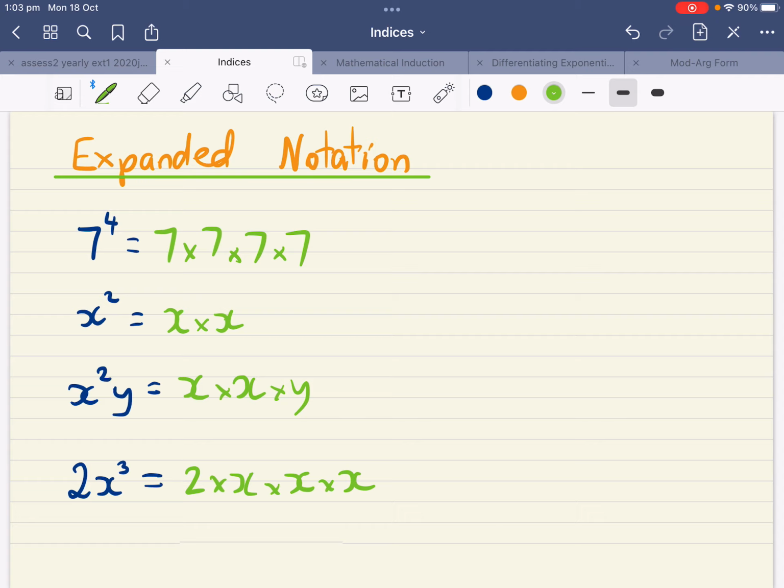Just one side point with expanded notation. If we go back up to the top one, I chose the number 7. I did that deliberately because it's a prime number. If I'd given you something like 6, for example, that could be written out as 6 times 6. The reason why I avoided that is because technically you could actually expand this even more. And the way you could do that is, well, the 6 is, of course, 2 times 3.